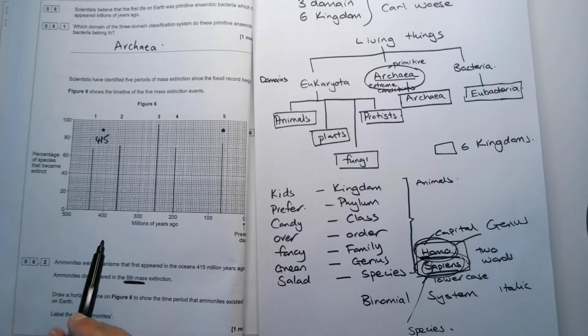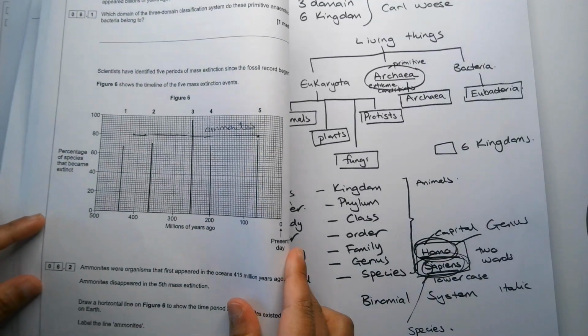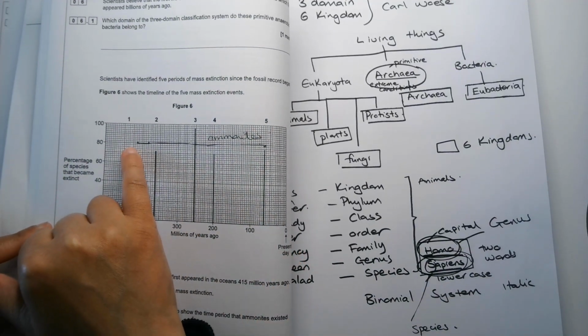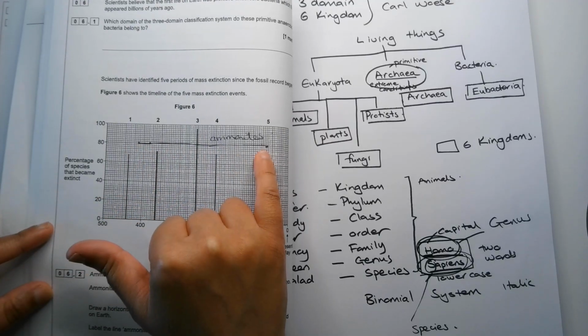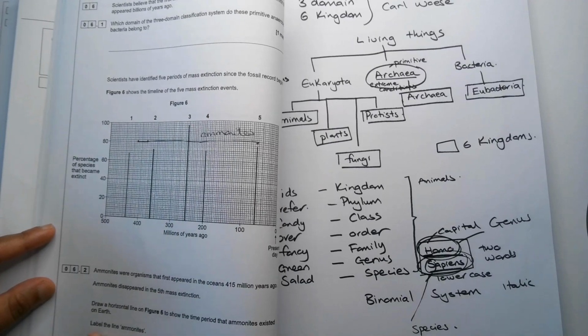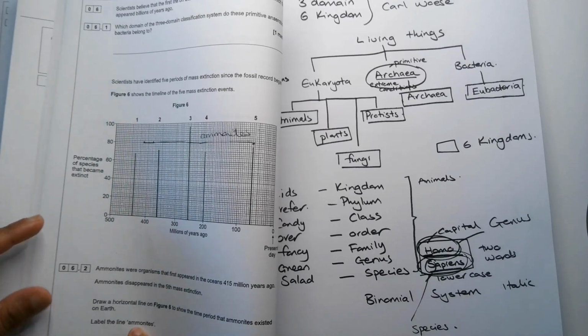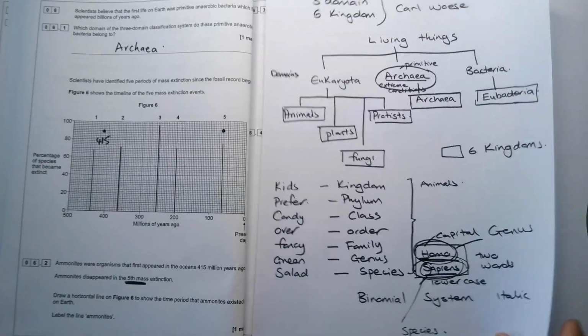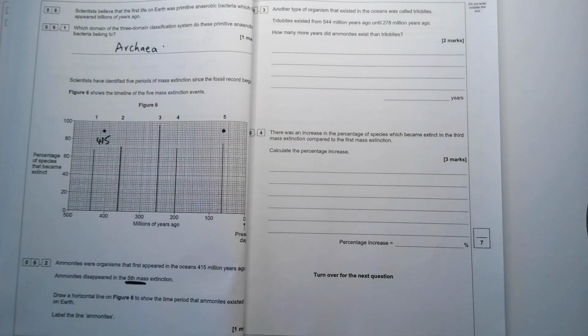And then you take a ruler and you join up the 2 points there. I can't seem to find my ruler. But you can see you draw a line from that point all the way across to that point there. And you label the line ammonites, because it tells me there, label the line ammonites. Another type of organism that existed in the oceans was called trilobites. Just 1 second, let me just see if I can find a ruler.